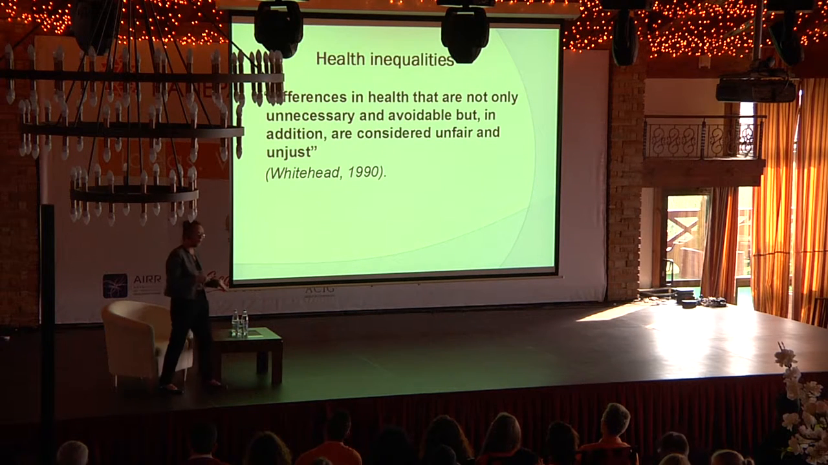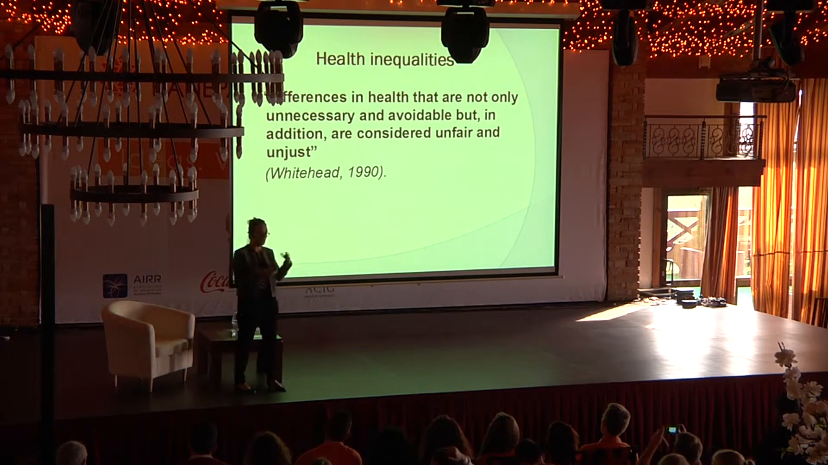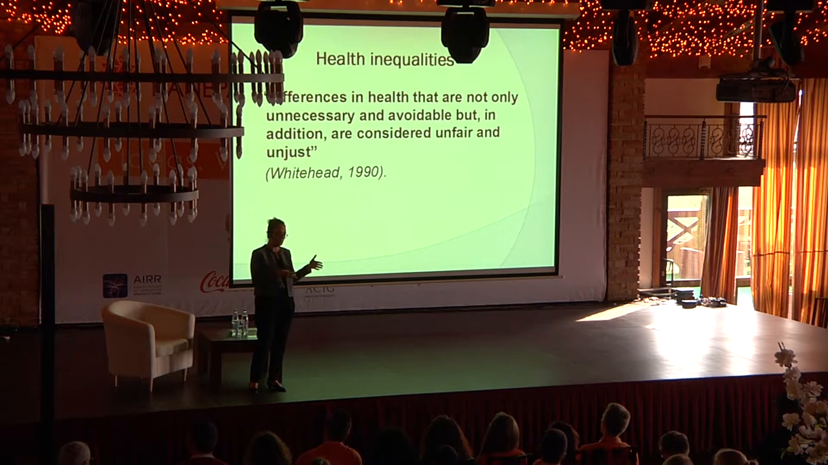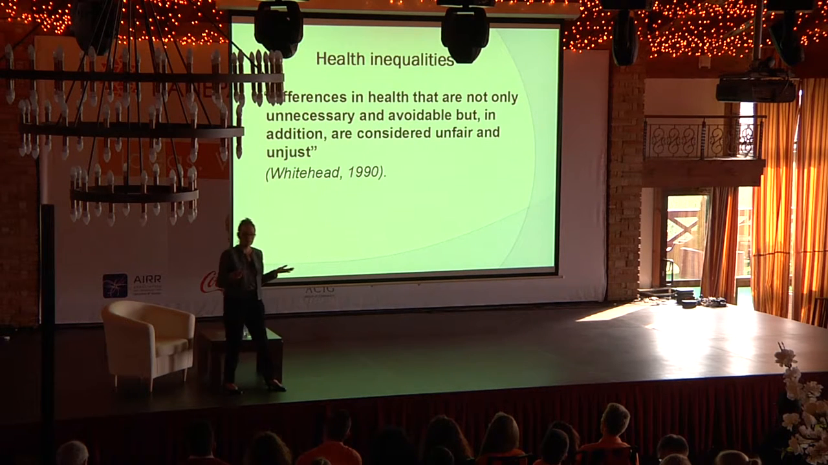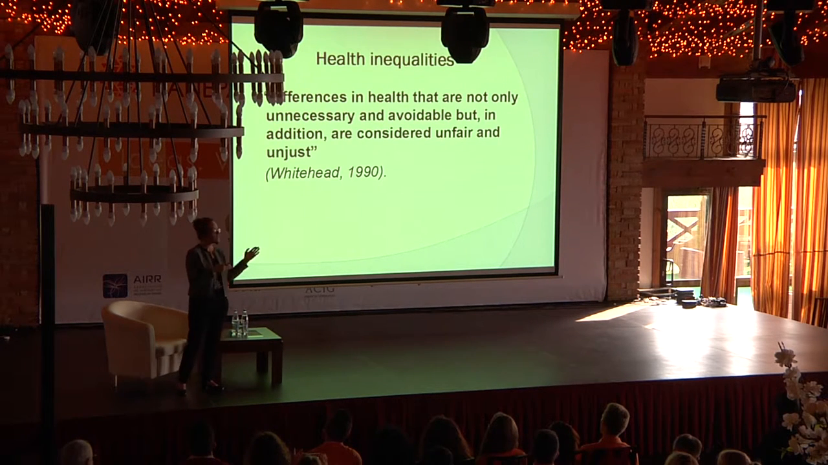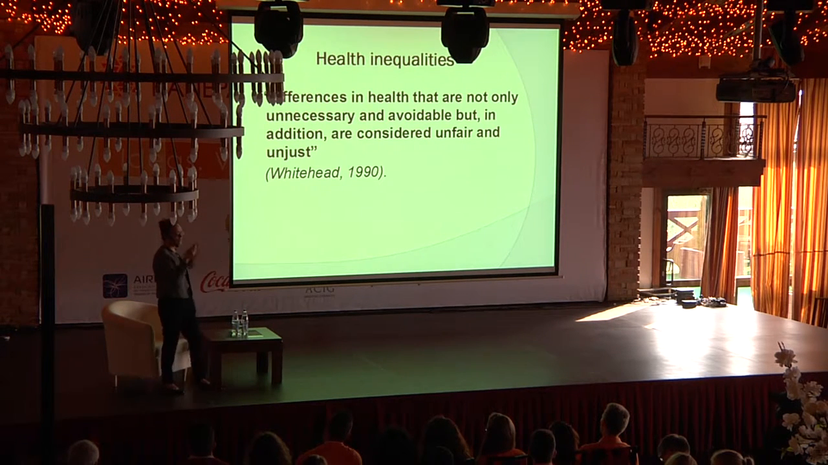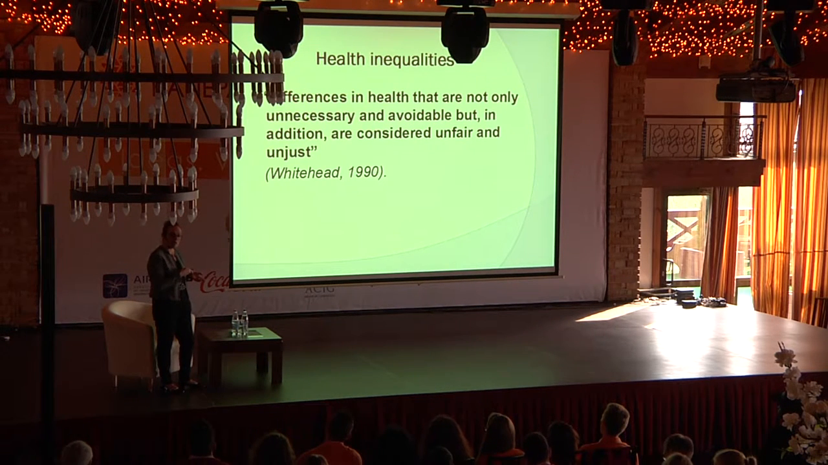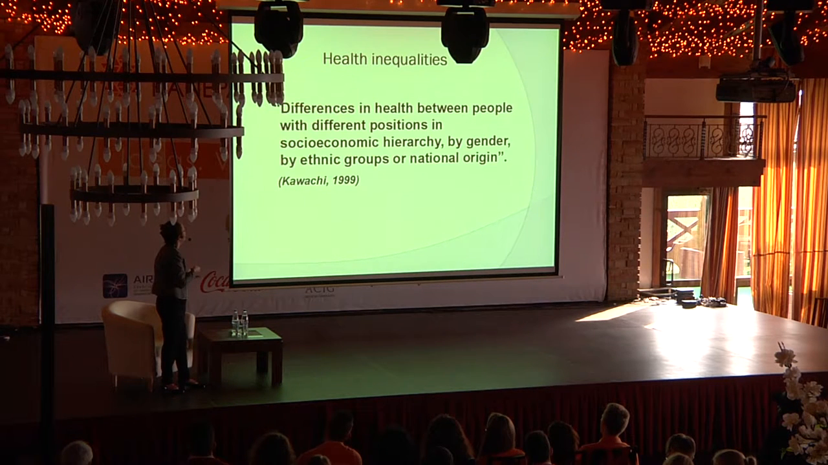Because why should someone at birth live fewer years? Why can a person in Africa live only 40 years and someone in Japan, for example, live for 80 years? It's a huge difference, 40 years. So it depends where you are born. If you are born in Russia, your life expectancy is 66. If you're born in Israel, your life expectancy would be around 80. So there is inequality in the world about life expectancy and about health. And these inequalities are not just and not fair.